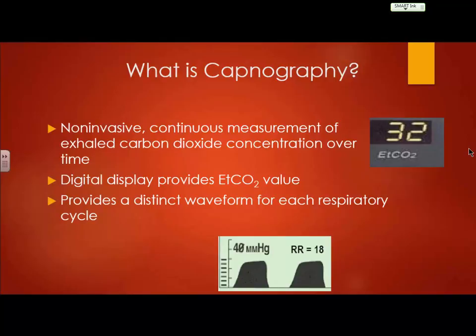Why do you think it would be important for us to continuously monitor CO2? What can that tell us? Okay, all right. It will tell us that we're having gas exchange, which in turn will tell us that we're getting perfusion, all right? Not necessarily that the CO2 is what's providing perfusion, but we know that the CO2 at the end of its long journey throughout the blood system and back through the alveoli is a byproduct of perfusion, right?